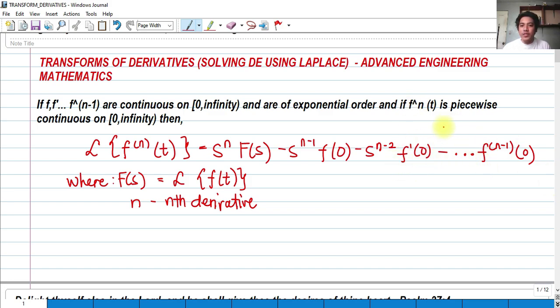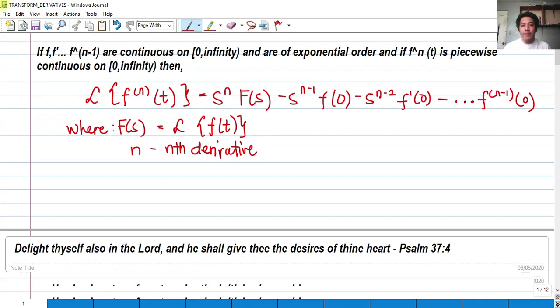And if we continue this, we can see the pattern that the next term here will be s raised to n minus 3 f double prime of 0, and so on and so forth until we reach this one. So we have the nth derivative, and we have the definition of F of s as the Laplace transform of f of t. So transforms of derivatives is also another way of solving a differential equation using the Laplace transform. For us to see and learn this, we have to solve some examples.